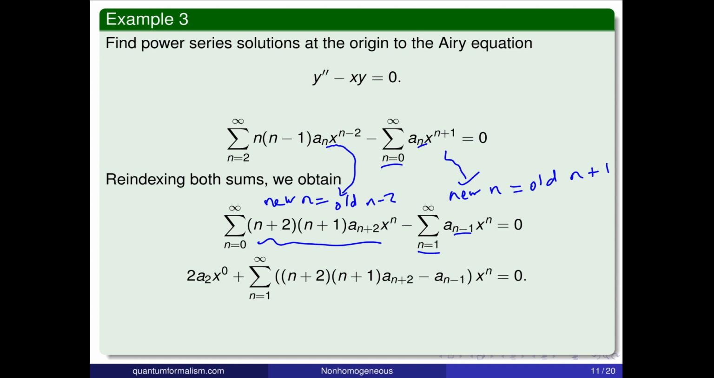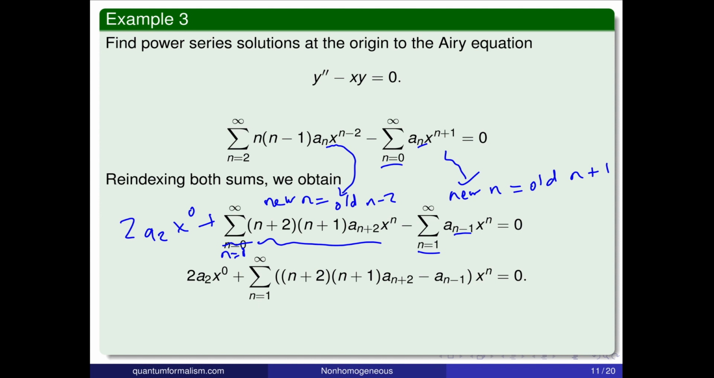So we plug in n equals 0 into this series on the left, and we will get 2 times 1 times a2 times x to the 0. So that's the constant term of this series. And so if we pull out the constant term, now we can start at n equals 1 instead. All right, now both series are x to the n and both of them start at n equals 1. Now we can just add the coefficients together.